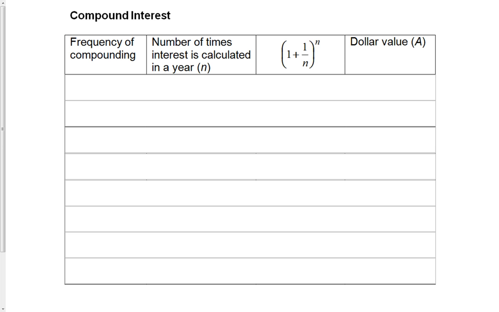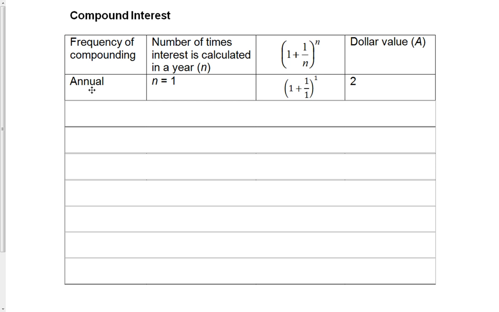The interest compounds. And so in this problem, we have some frequency of how often we compound, the number of times that the interest is calculated in a year. We have our formula, and then we have the resulting dollar value, assuming a 100% interest on a $1 investment. Let's take a look and see what happens.